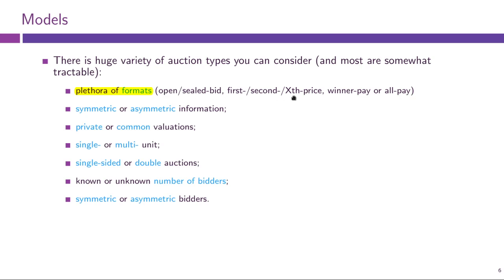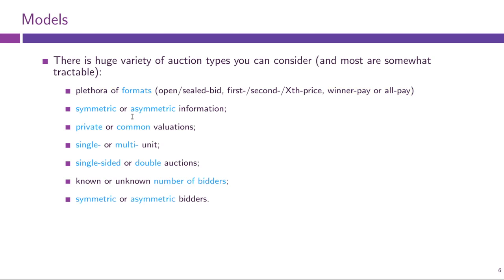You can have first, second, and other price auctions, meaning that the winner of the auction can pay their own price in the first price auction. They can pay the second highest price in the second price auction. And you can generalize it onwards. You can have auctions in which only the winner pays, or all traders pay their bids, which is relevant for some applications.